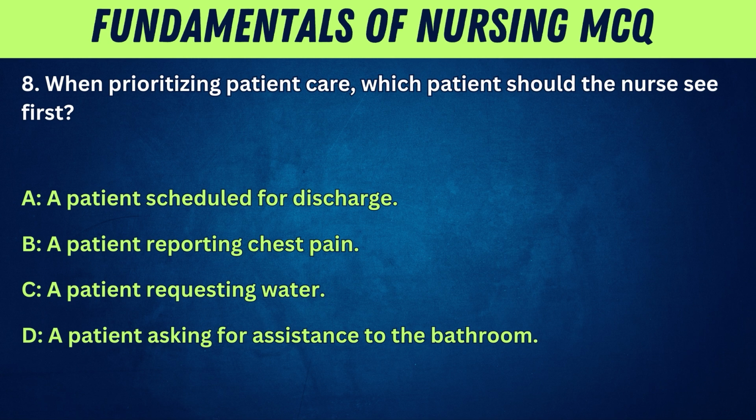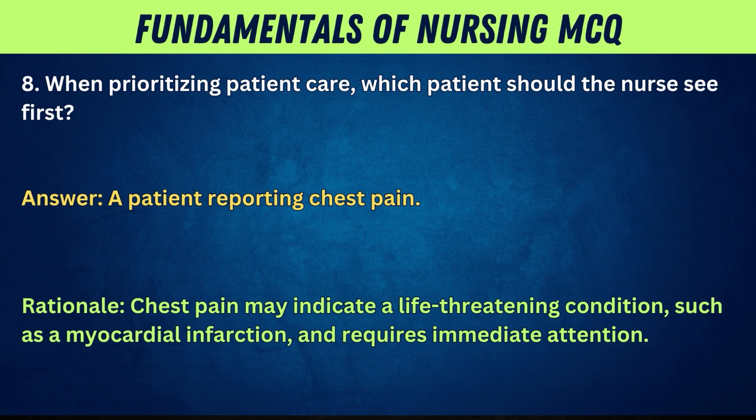8. When prioritizing patient care, which patient should the nurse see first? A. A patient scheduled for discharge. B. A patient reporting chest pain. C. A patient requesting water. D. A patient asking for assistance to the bathroom. Answer: a patient reporting chest pain. Rationale: chest pain may indicate a life-threatening condition, such as a myocardial infarction, and requires immediate attention.